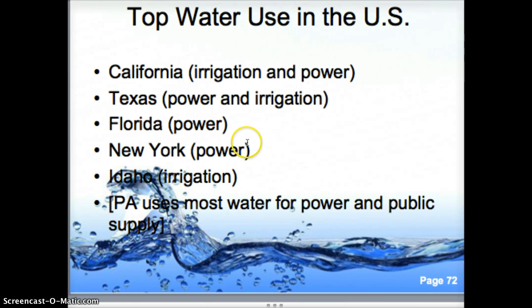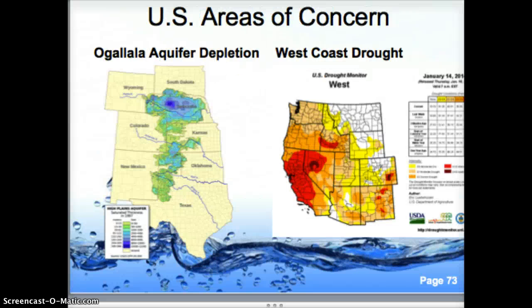You can see that power is very important, but also keep in mind why it's important, because California, Texas, Florida, New York are some of the most populated states, so they have a large population, so they're going to have a higher need for power. Idaho, less population, but lots and lots of farmland and rather dry conditions, so they need irrigation as well. In Pennsylvania, most of our water is used for power and for the public water supply.